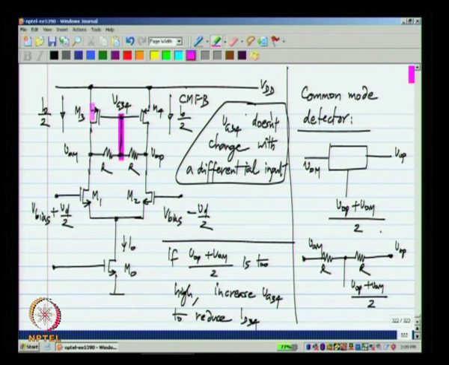So, what does that mean? It means that M3 and M4 will continue to supply the same current as before, and the differential current, the extra current that is drawn from M1 and the extra negative current that is drawn from M2 will flow through R. So, there will be a current gm Vd by 2 in that direction.